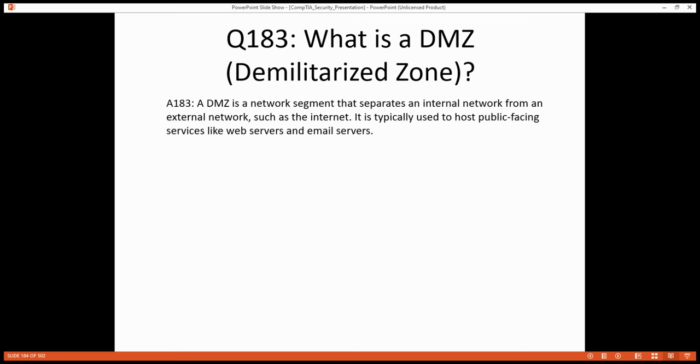Q183. What is a DMZ, demilitarized zone? A183. A DMZ is a network segment that separates an internal network from an external network, such as the Internet. It is typically used to host public-facing services like web servers and email servers.